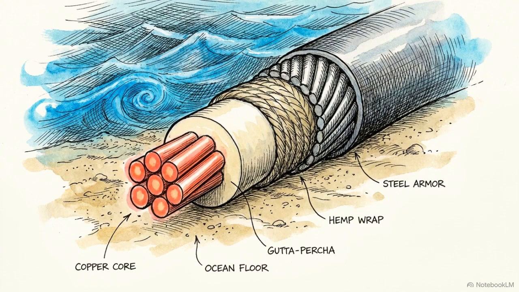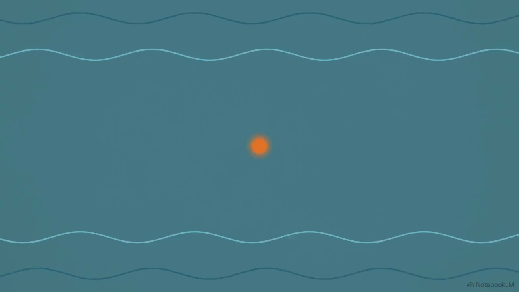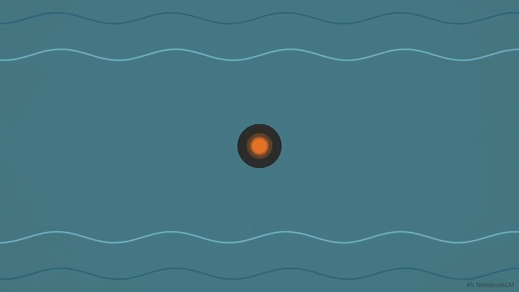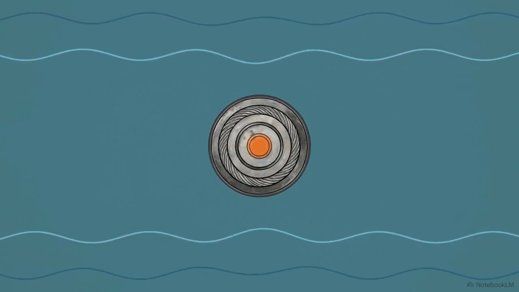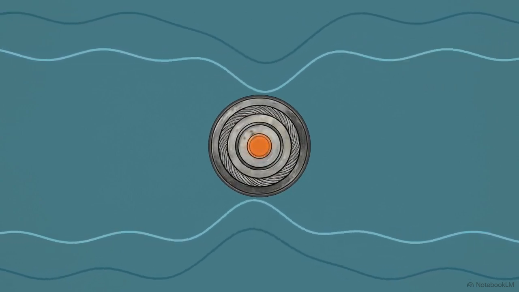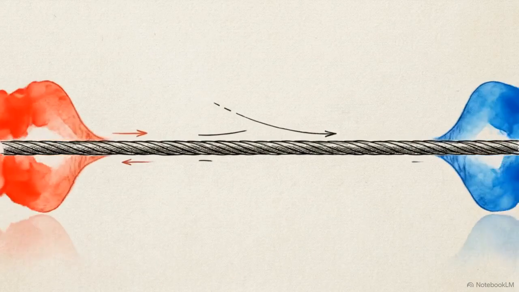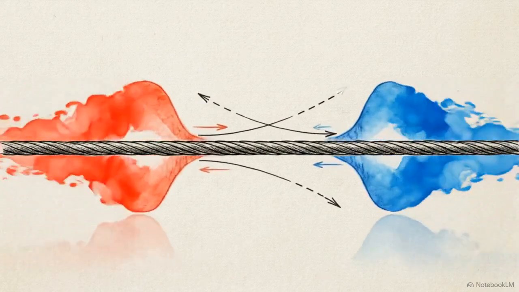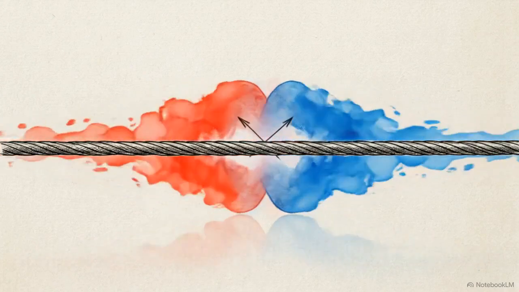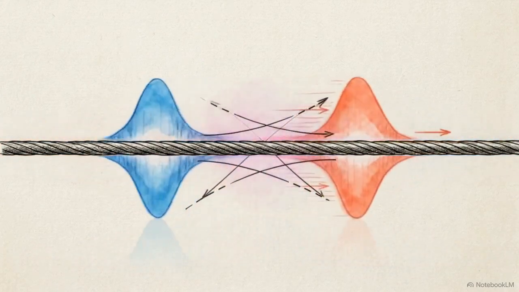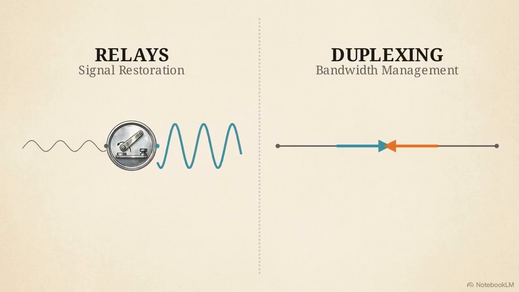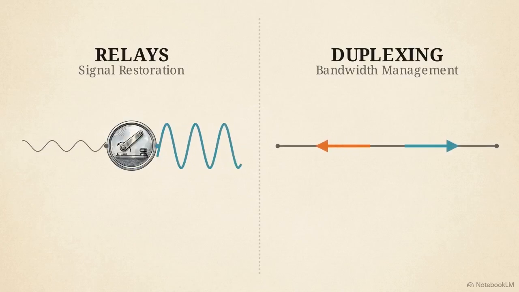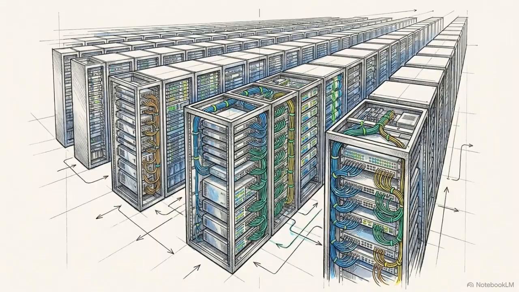To cross the ocean, these wires required insulation. Engineers used gutta-percha, a specialized natural latex, to protect the raw copper from the surrounding saltwater. Engineers also developed duplexing, a method of balancing the circuit's resistance so that signals could travel in both directions simultaneously without crashing into each other. These methods, relays to boost signals over distance and duplexing to manage two-way traffic, address the same core challenges of signal loss and bandwidth that modern networks handle today.